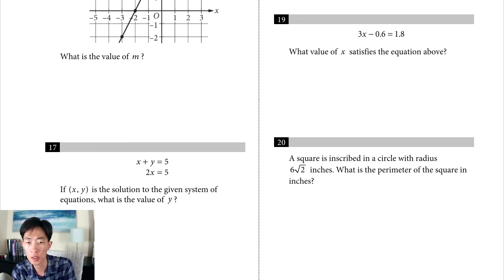Question 19, we have an equation. What value of x satisfies the equation above? So this one is super easy. First, we're going to add 0.6 to both sides. So that's going to give us 3x equals 2.4. Then we're going to divide both sides by 3. We're going to get x equals, 24 divided by 3 is 8. So it becomes 0.8, and that's the answer. I think they just gave you this problem to see if they could confuse you with the decimals.